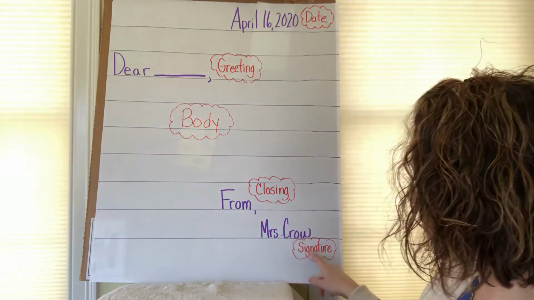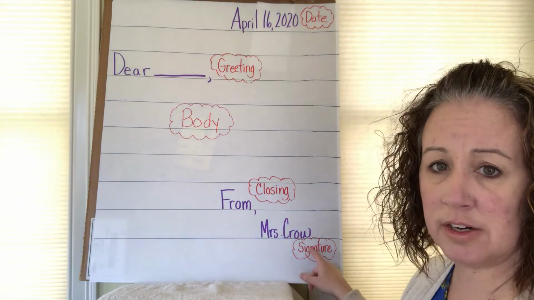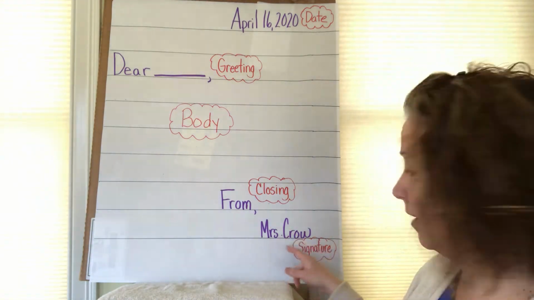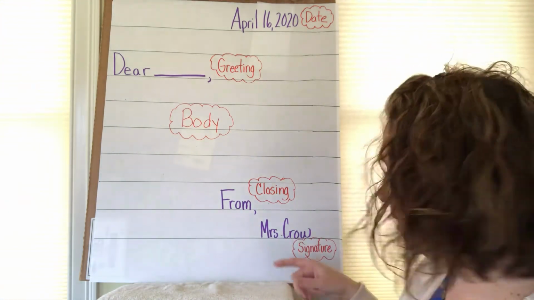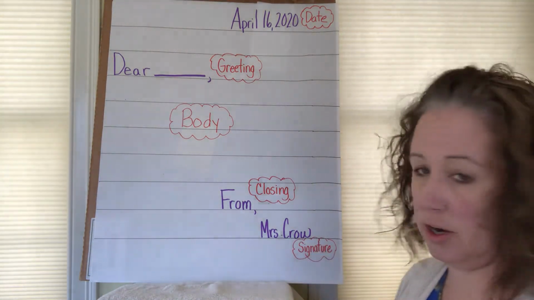And the last part is the signature. Signature is basically your name. This says Miss Crow, of course, because that's my name. So it's called a signature, your name.